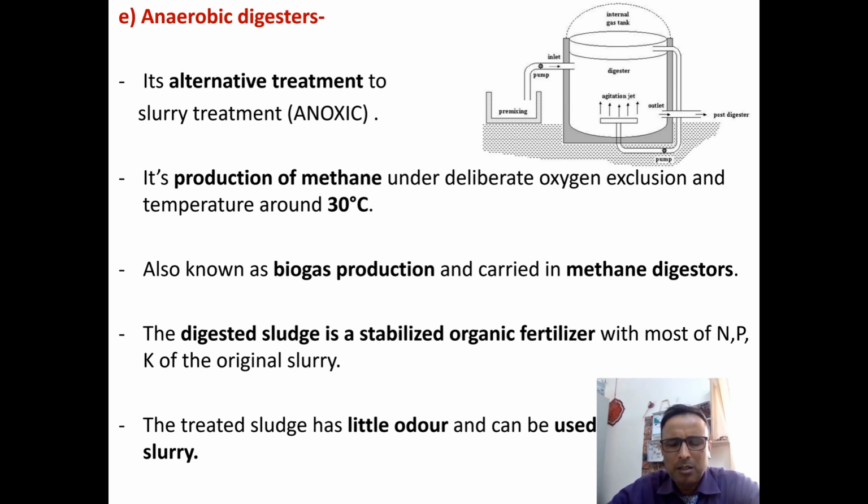In these methane digester tanks, the slurry material can be used for biogas production, and the rest of the material which is left, the hard material, the digested sludge, is a stabilized organic fertilizer with most of the NPK of the original slurry. This can also be used.